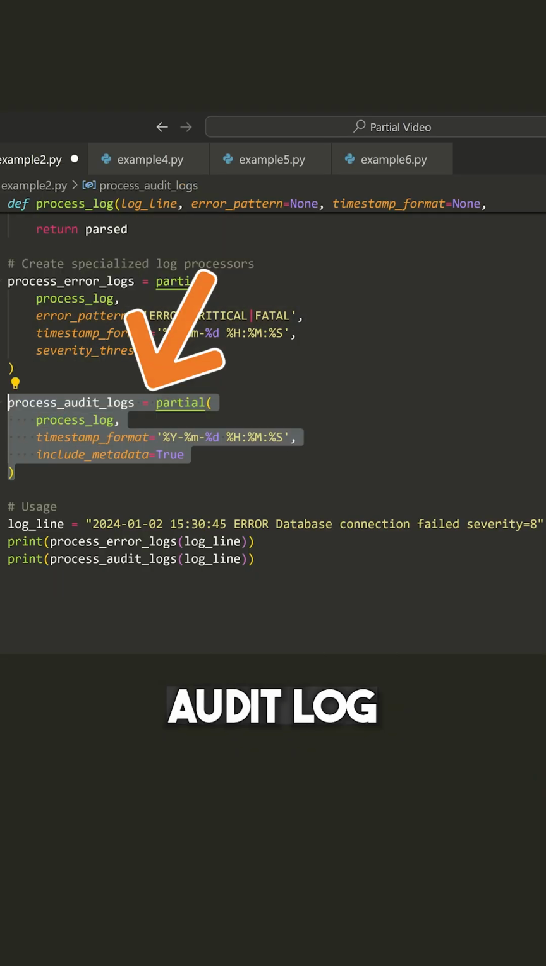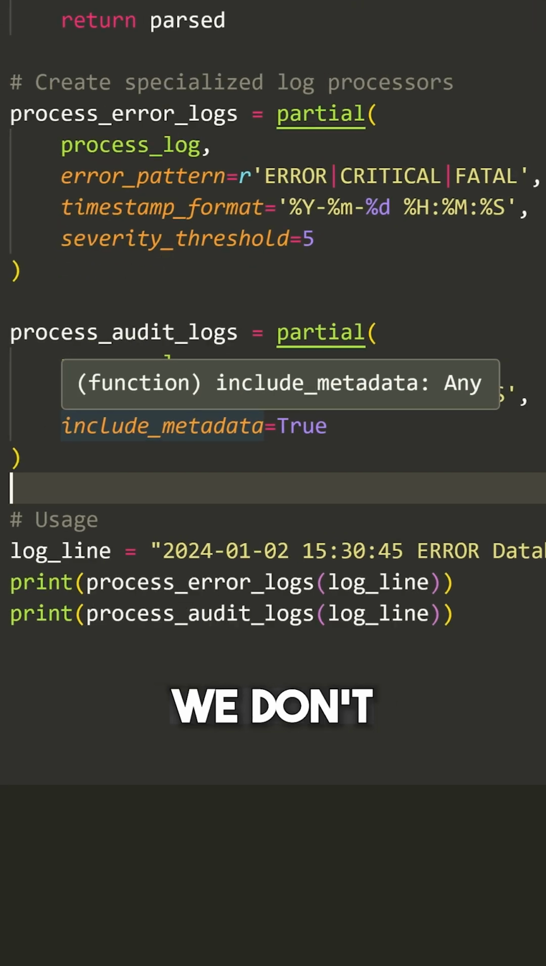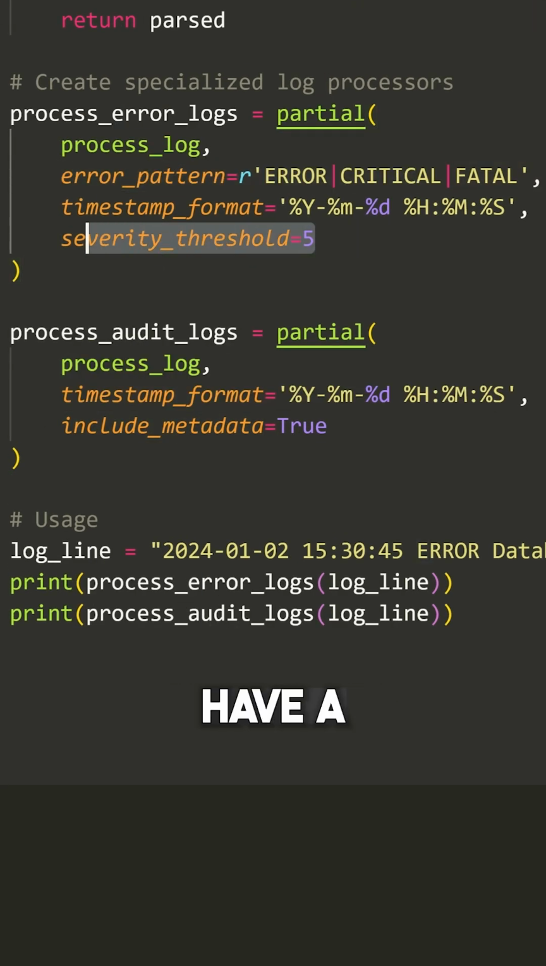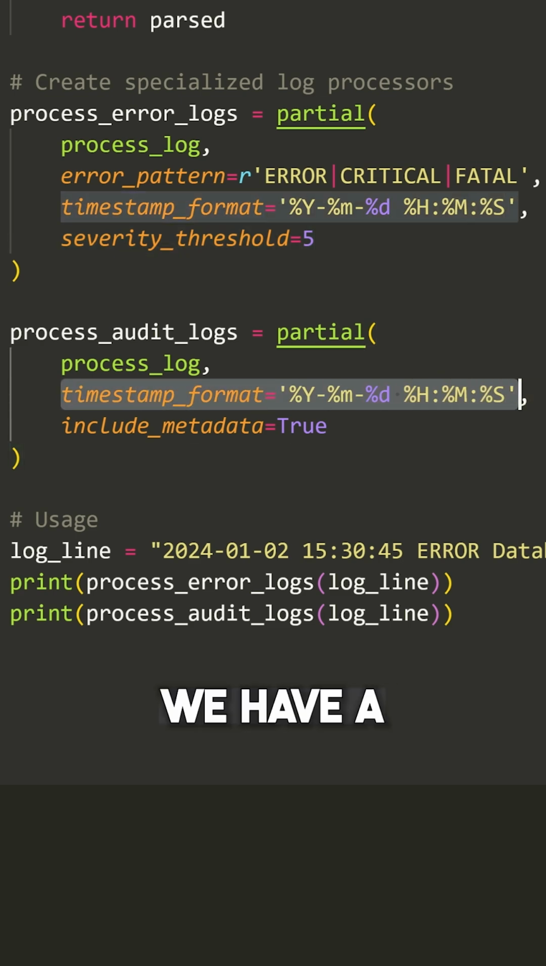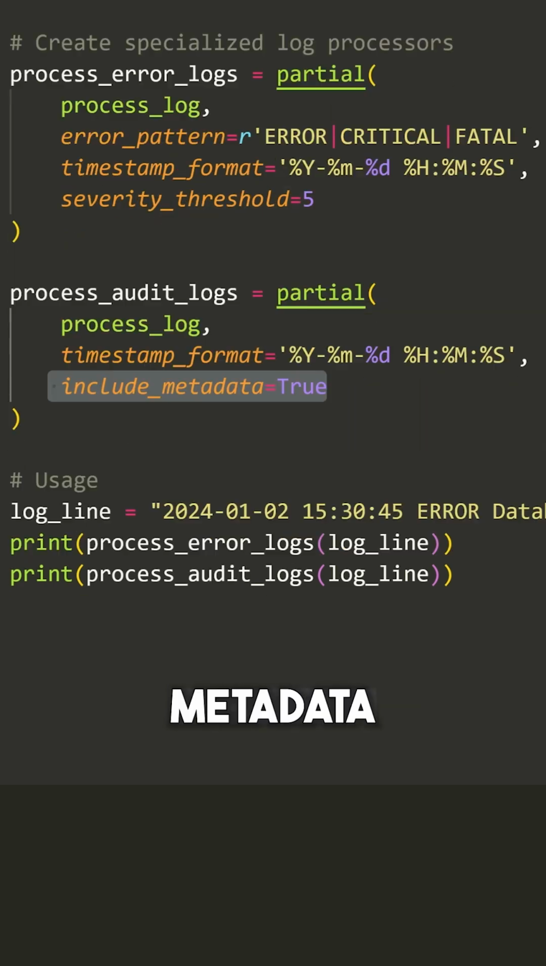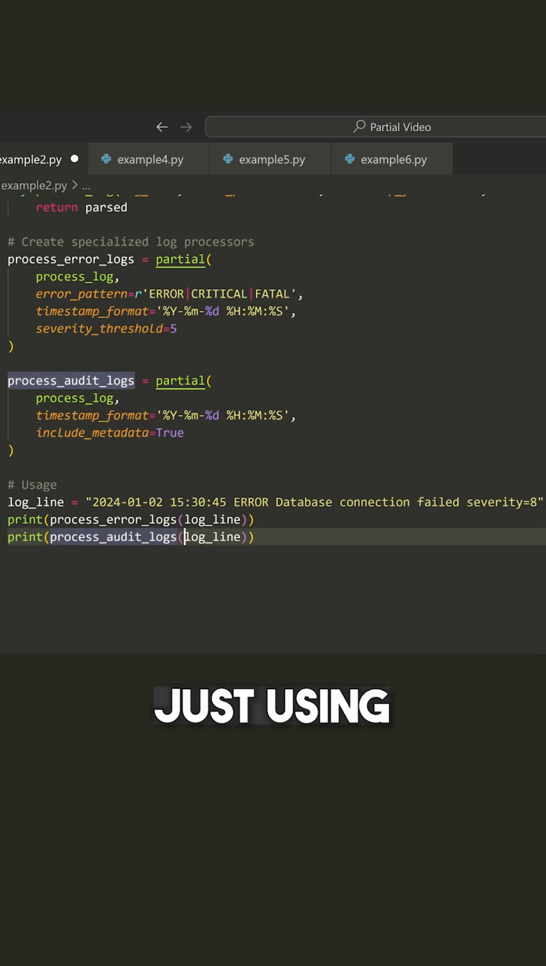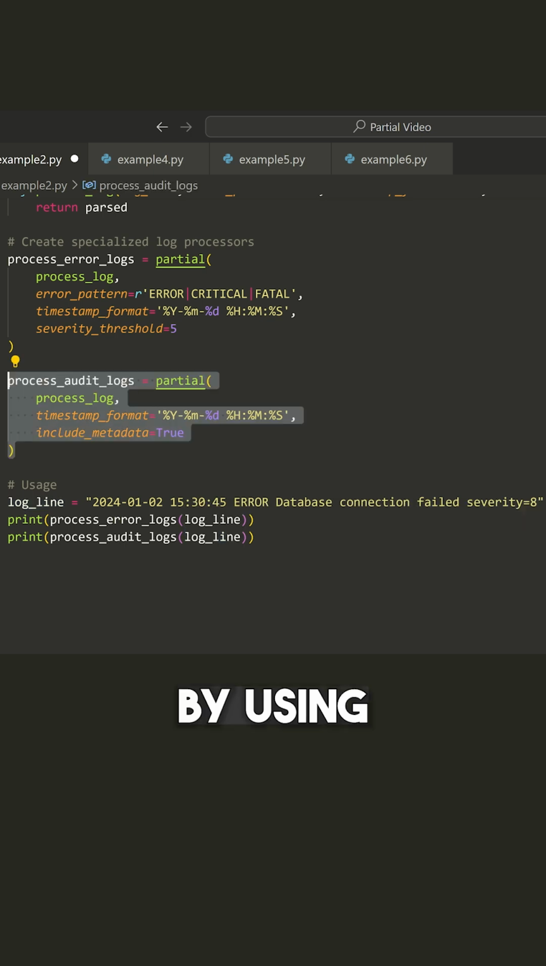I just included the ones that I always want to pass when I'm processing some type of error log. Same thing for an audit log. If we have an audit log, maybe we don't care about the error pattern. Maybe we don't have a severity threshold, and that makes sense because it's just some type of log. So we have a timestamp format and we have include metadata, and now I can call it again just using my log line. By using the partial, it makes it significantly easier to read.